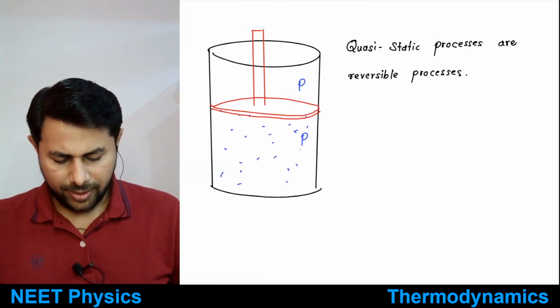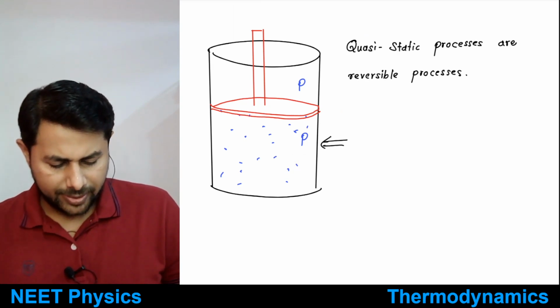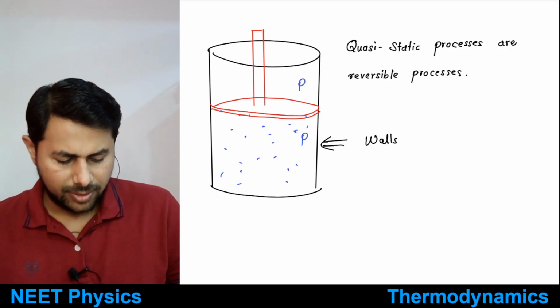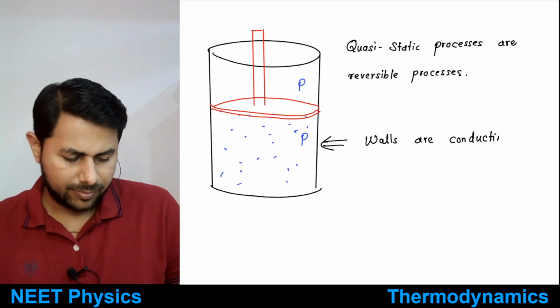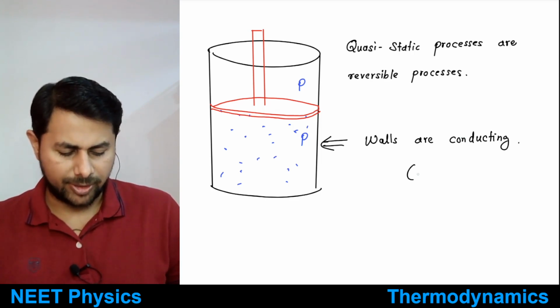See here, what is an isothermal process? If the walls of the container are conducting, which means they are diathermal, then the process is isothermal.